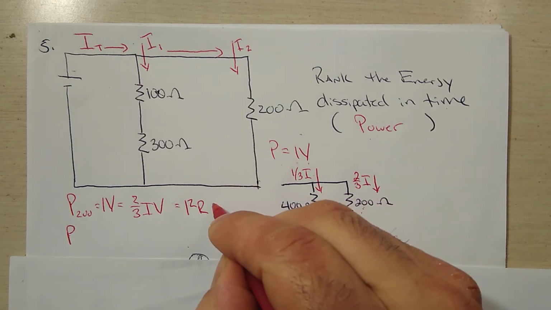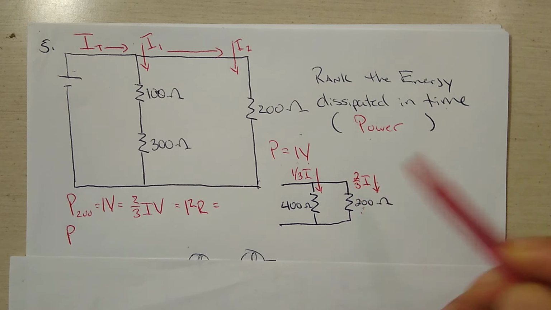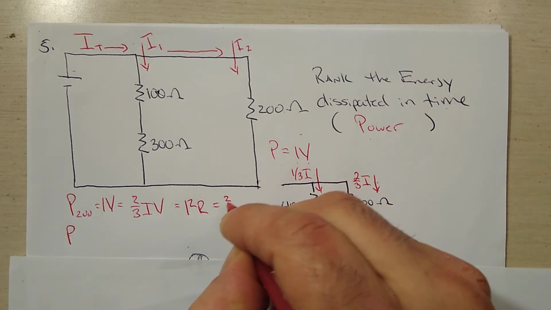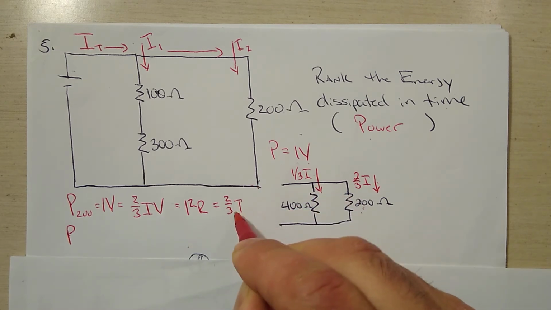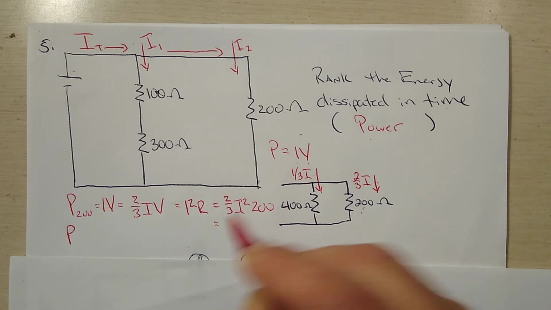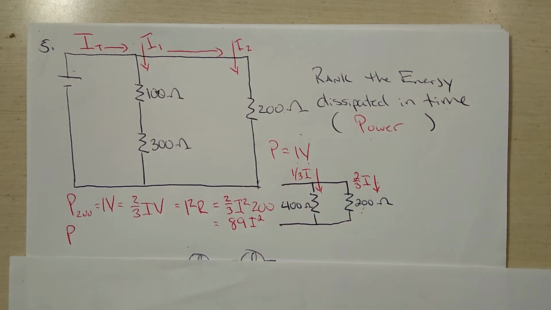So if we just do I squared R for this branch, we have the I of 2/3 I. We're going to square that and times it by the R value of 200. So I have 2/3 I squared times 200. And so this is going to come out to be about 89 I squared.